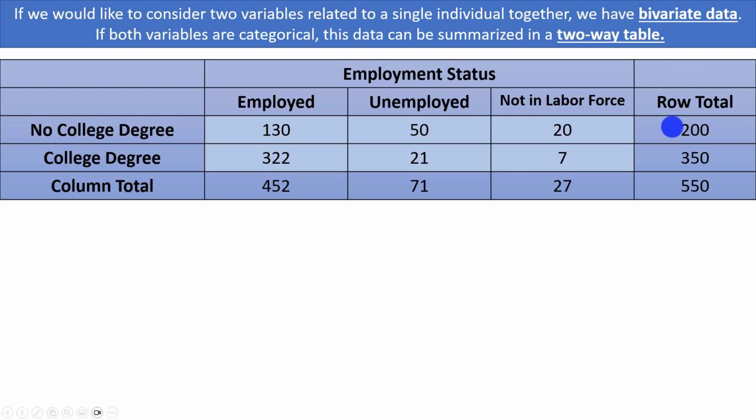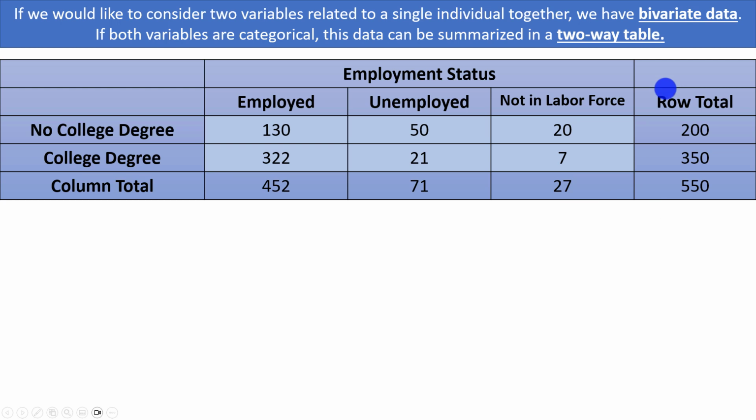We also have row totals, which represent the total of each of the levels of the row variable. So there are 200 individuals who do not have a college degree, for example. We also have the column totals, which refer to how many individuals we had in total for each employment status. So for example, there were 71 people who are unemployed. And then we also have the grand total of 550 individuals who were surveyed for this table.